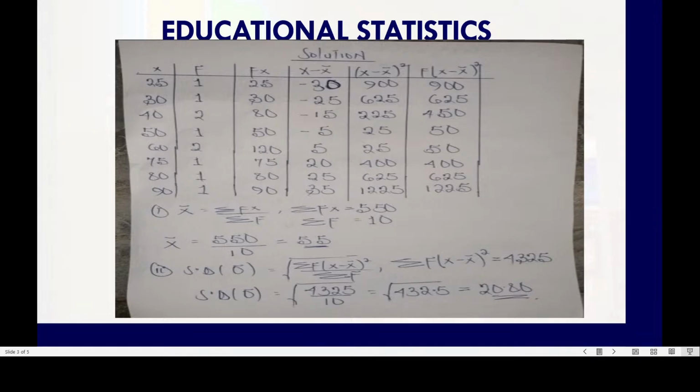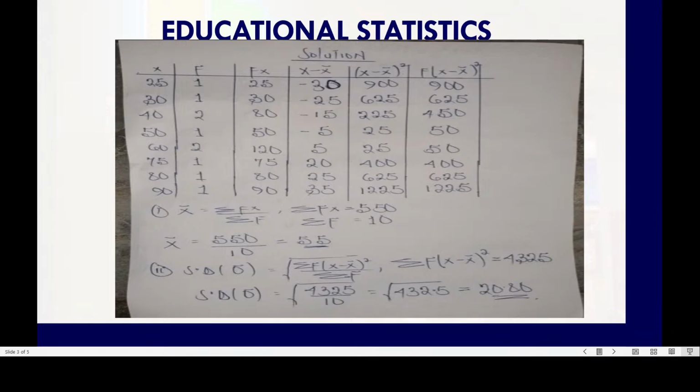So 1 times 25 will give you 25. 1 times 30 will give you 30. 2 times 40 will give you 80. 1 times 50 will give you 50. 2 times 60 will give you 120. 1 times 75 will give you 75. 1 times 80 will give you 80. 1 times 90 will give you 90. So this is the data I need to calculate the mean. Now I've gotten my f, my x, and my fx.